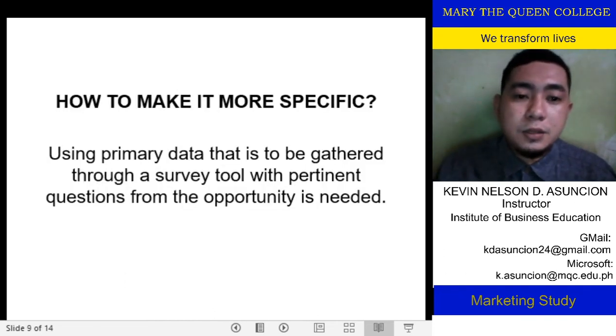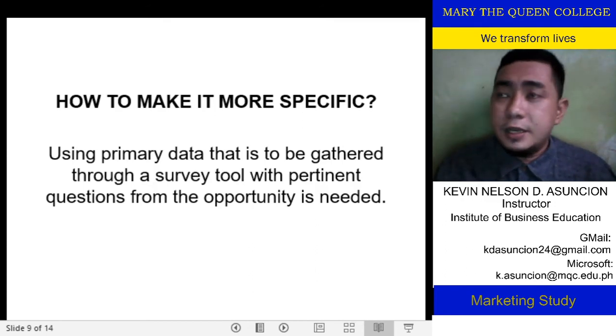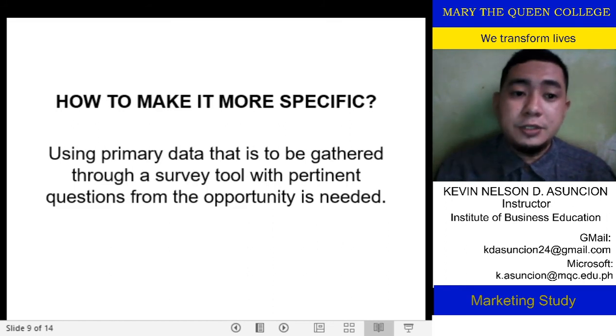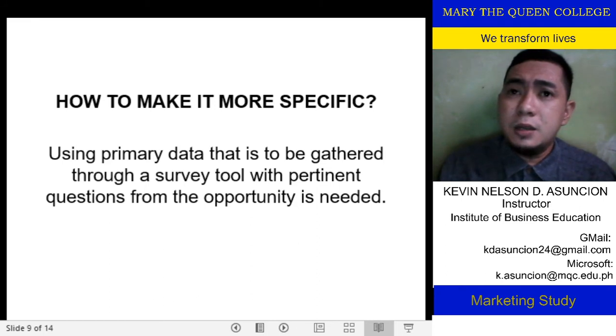Okay? So, the next question is how can you make it more specific? Kasi nga, that's market segmentation. You need to reach that niche, yung pinaka-specific, yung alam mo talagang bibili o mag-a-avail ng serbisyo. Using primary data that is to be gathered through a survey tool with pertinent questions from the opportunities needed. Kasi nga, meron pa bang mga secondary data na pwedeng makatulong para malaman ko sino nagpe-pay parking, gusto mag-pay parking? Meron bang available data dyan?